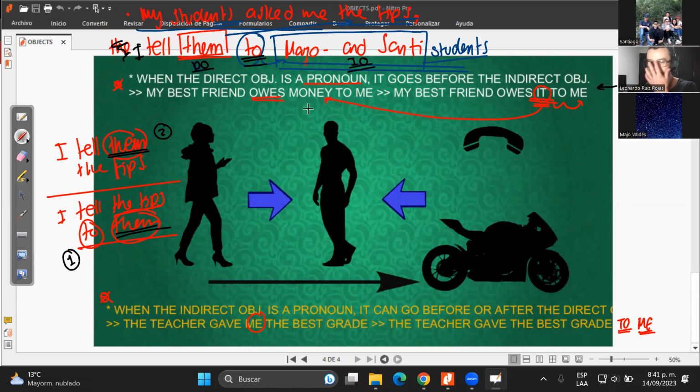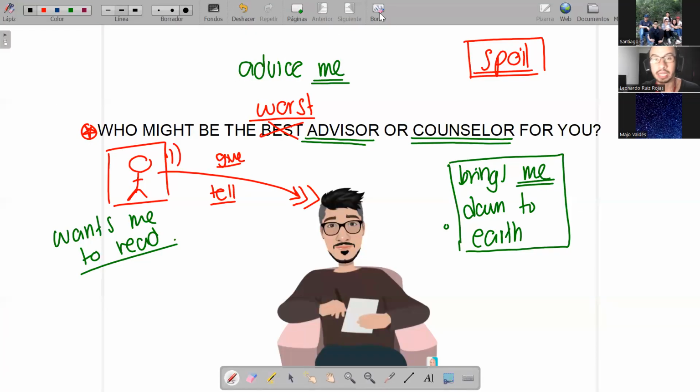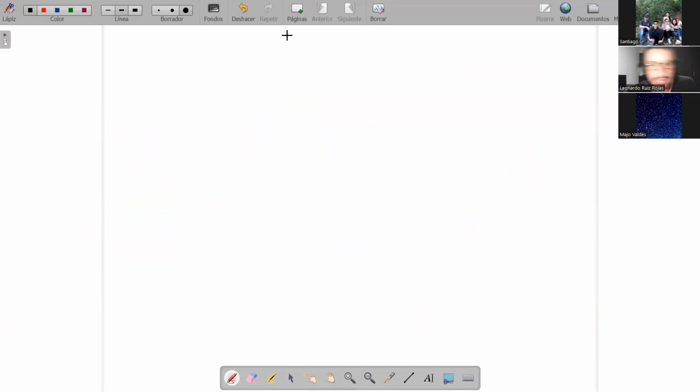Better? Yes, better. Very good, guys. So these are some of the verbs that are followed by two different objects, direct and indirect, and the two structures that we have. Also, in addition, we're going to complement it with the causative verbs. Do you have any idea, or have you ever heard about the causative verbs?